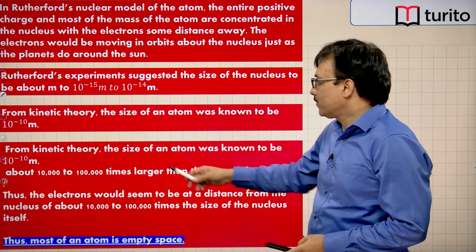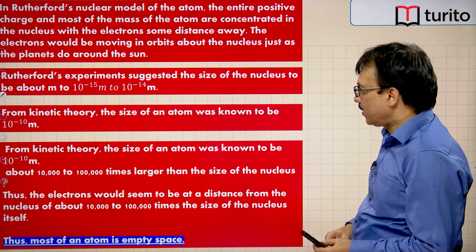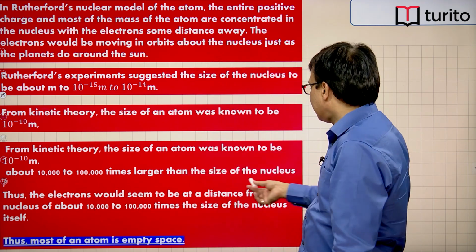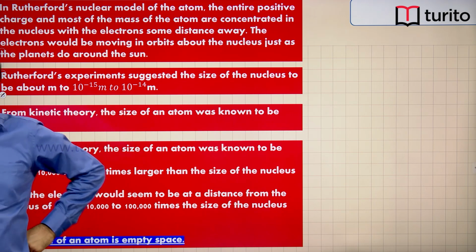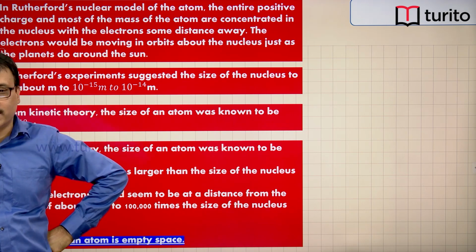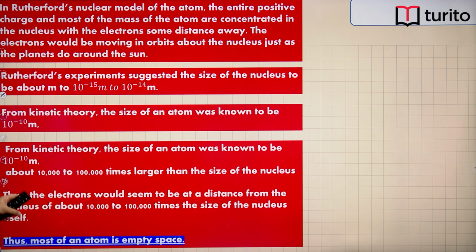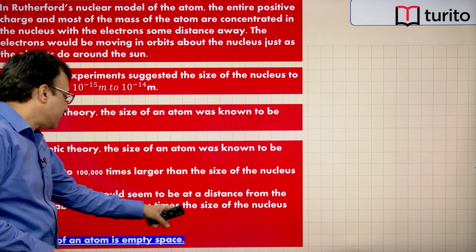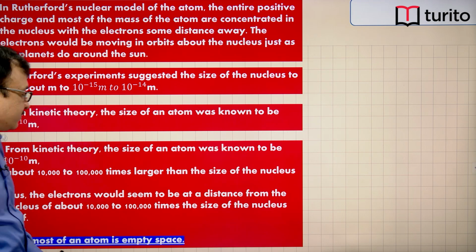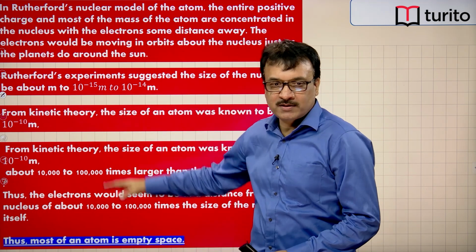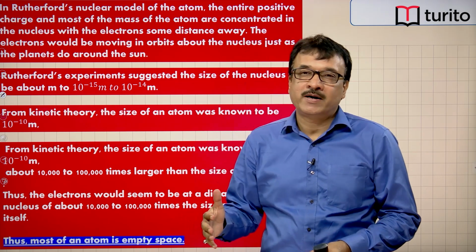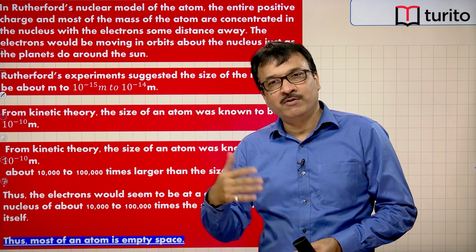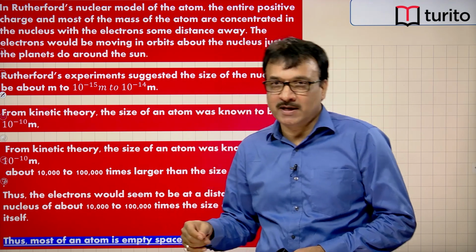So, from kinetic theory, the size of an atom was known to be about 10,000 to 1 lakh times larger than the size of the nucleus. It looks very surprising, but it is true. Thus, the electrons would seem to be at a distance from the nucleus of about 10,000 to 1 lakh times the size of the nucleus. Most of the atom is empty space. The final conclusion of all these points is that most of the space of the atom is empty space. That is why most of the alpha particles pass through the gold foil without deviation, because they are passing through the empty space of the atom and there is no collision.